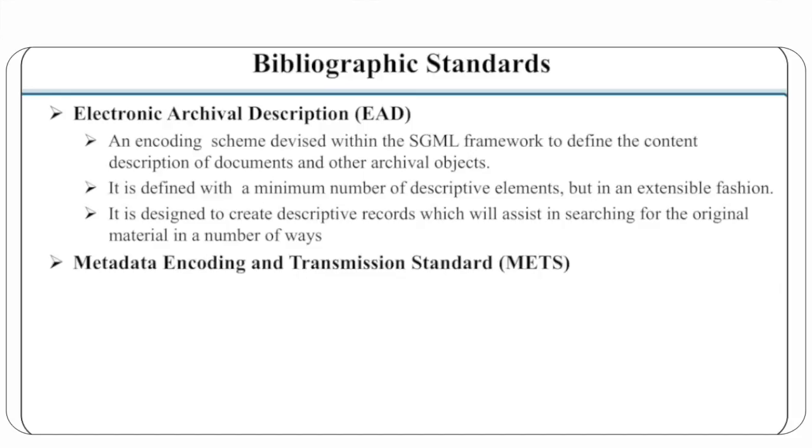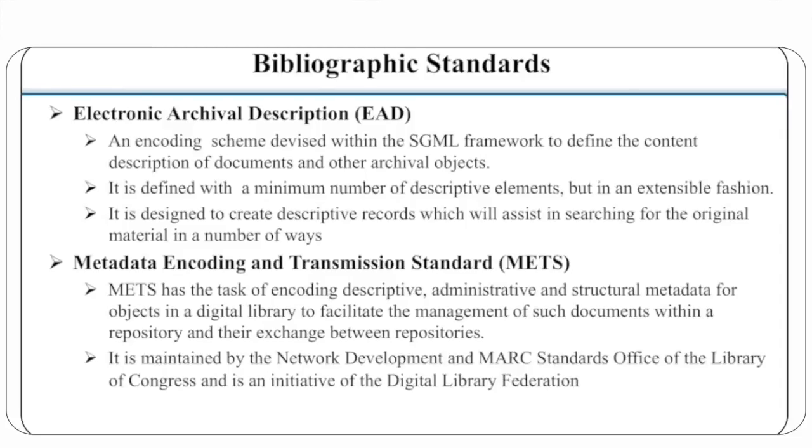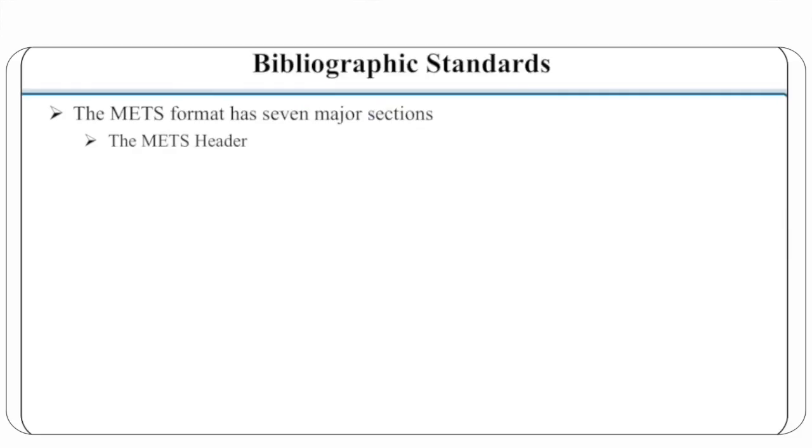Metadata Encoding and Transmission Standard, or METS, has the task of encoding descriptive, administrative, and structural metadata for objects in a digital library to facilitate the management of such documents within a repository and their exchange between repositories. METS is maintained by the Network Development and MARC Standards Office of the Library of Congress and is an initiative of the Digital Library Federation. The METS format has 7 major sections as shown.